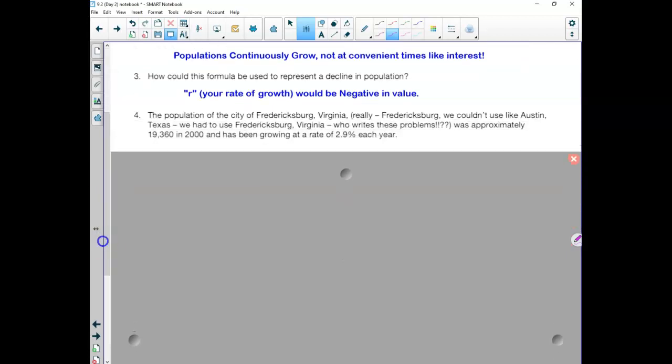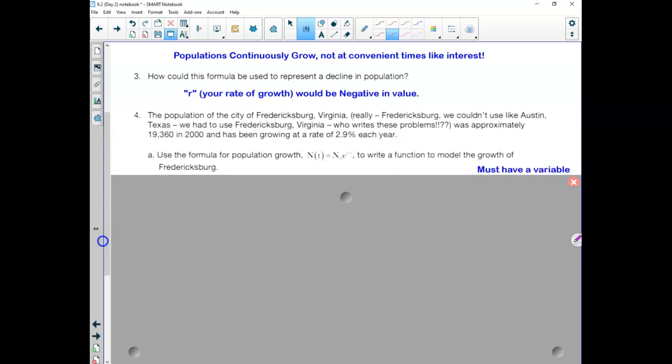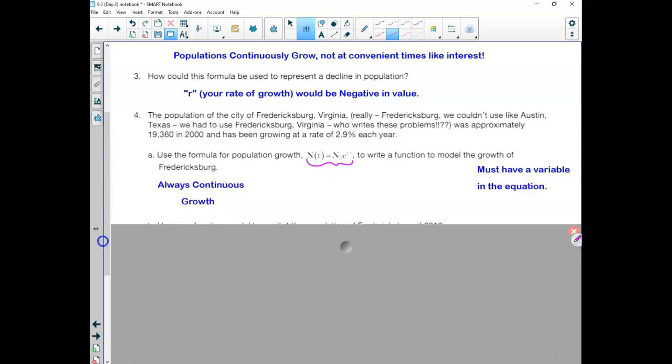And the population of Fredericksburg, Virginia. Really, Fredericksburg, we won't use that, that's okay. It was approximately 19,360 in the year 2000, and it's been growing at a rate of 2.9% each year. Use the formula for population growth right here to write a function to model the growth of Fredericksburg. Well, population growth is always continuous. That's why we're using e.